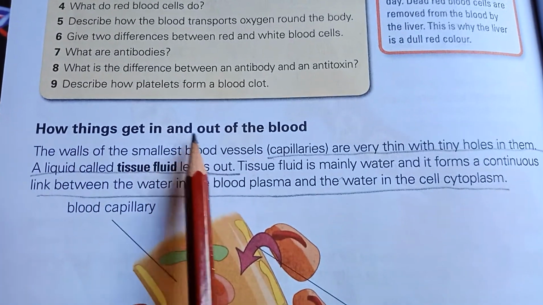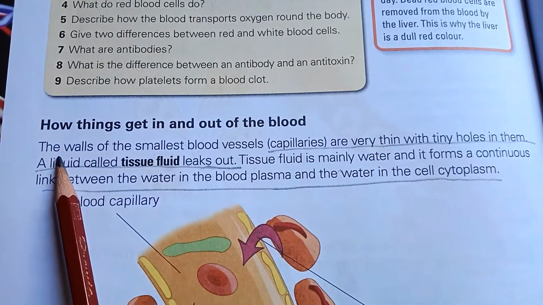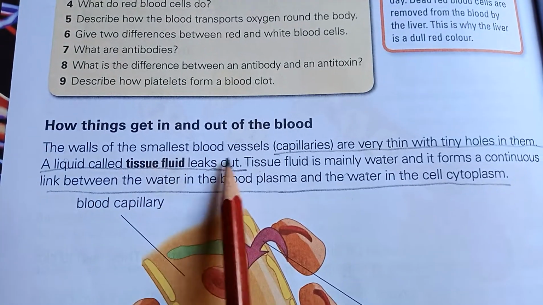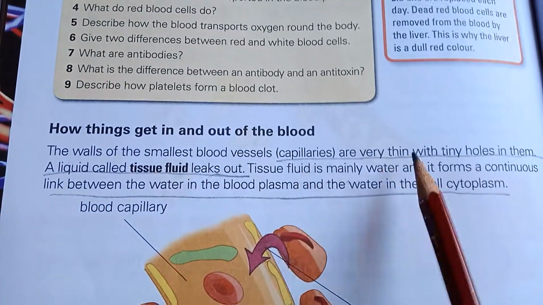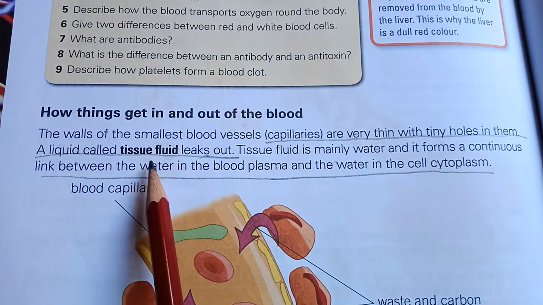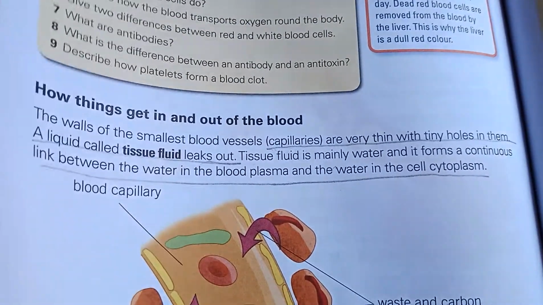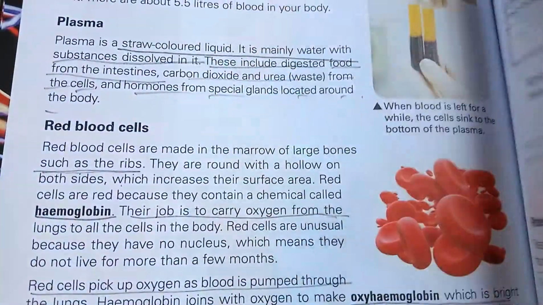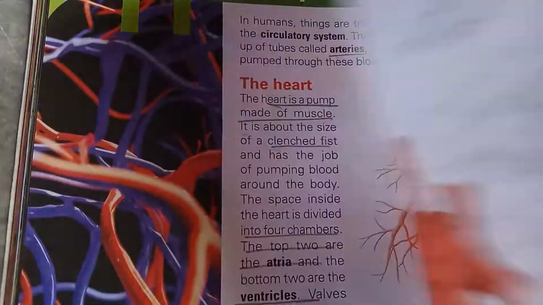How do things get in and out of the blood? You can see the walls of the smallest blood vessels, known as capillaries, are very thin with tiny holes in them. A liquid called tissue fluid leaks out. One page is missing, so we have to read about what blood is.